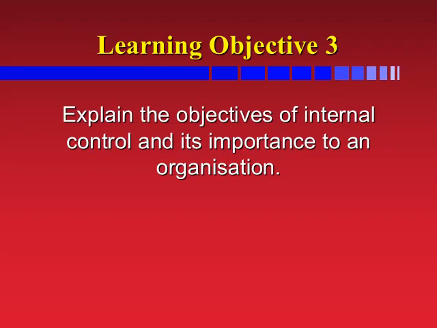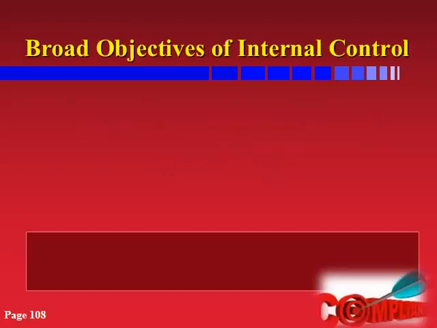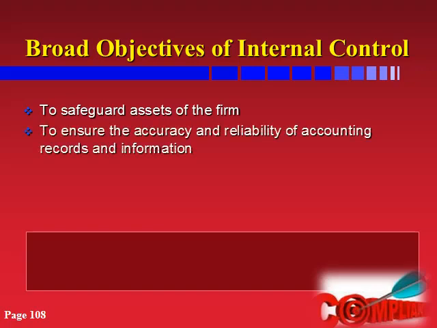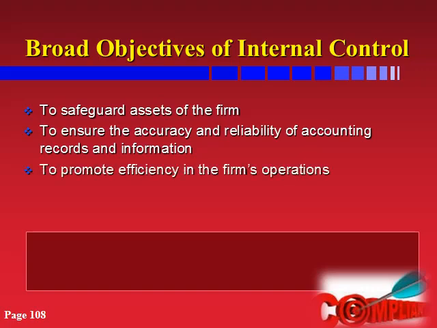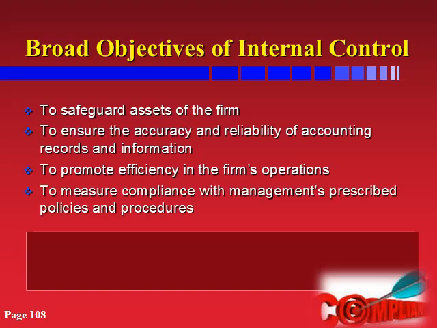Now let's move on to the objectives of internal controls and its importance to an organization. So how does an organization block the opportunities for fraud to occur? Well, it's by implementing and maintaining an effective internal control structure. And there are four broad objectives in internal control. They are: one, to safeguard the assets of the firm; to ensure the accuracy and reliability of accounting records and information; to promote efficiency in the firm's operations; and to measure compliance with management's prescribed policies and procedures.